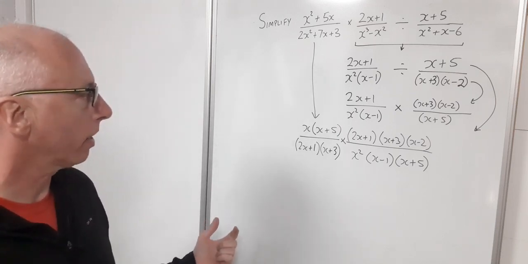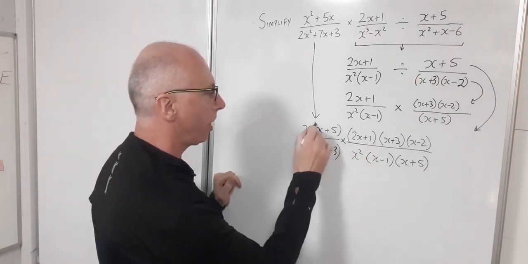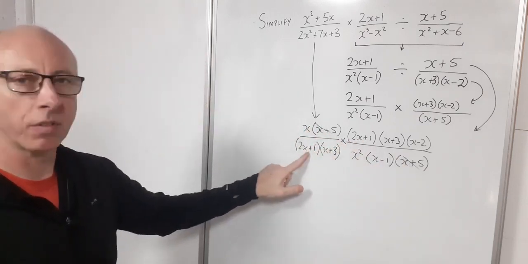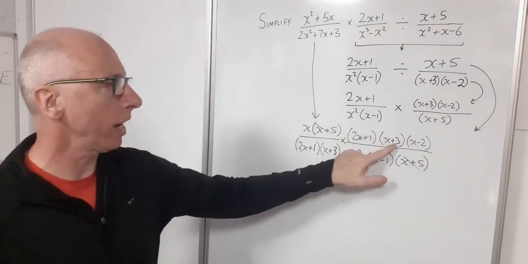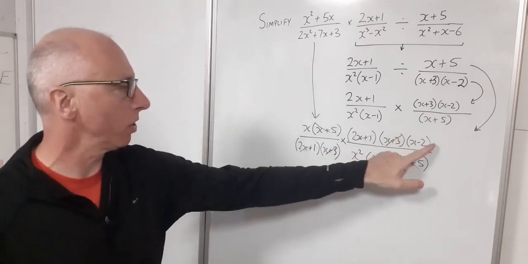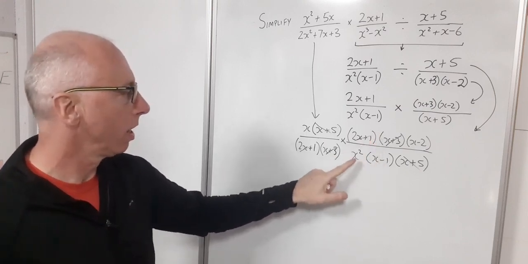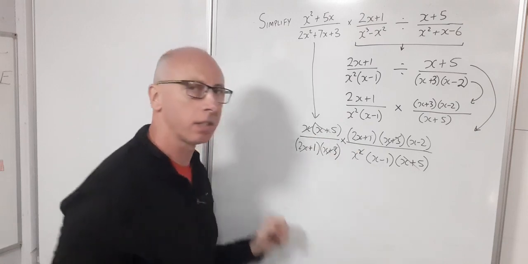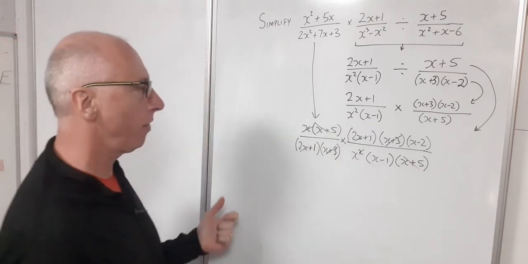Well, straight away I can see some things already. So this x plus 5 and this x plus 5, they're gone. 2x plus 1, I've got one here. So they're gone. X plus 3, they're gone. And x minus 2, nobody here. X minus 1, nobody to go with him here. I've got an x squared and an x. So that'll cancel out with one of the indices.